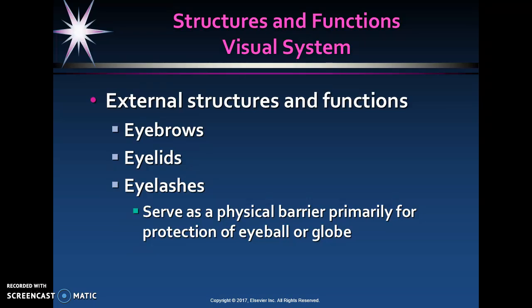Breaking down the external structures, those that we can easily see, the eyebrows, eyelids, and lashes. Obviously, they provide protection for the eye, as in the form of a physical barrier to protect the eye from dust, dirt. The brow protrudes over the eye, which forms a bony structure also for protection.